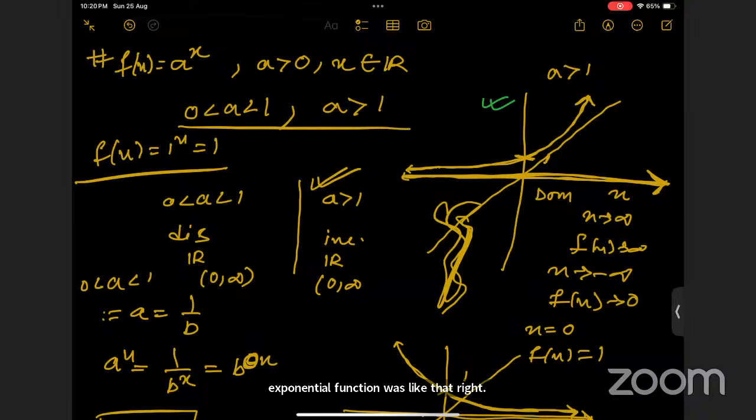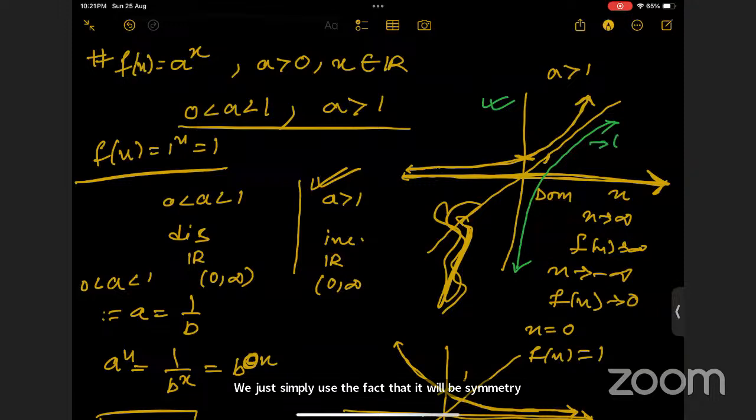Correct? Yes, ma'am. So again, we will get something like that here, which is symmetry with respect to the line. And because it is an inverse, we need not check by putting in points. We simply use the fact that it will be symmetric with respect to the line x equals y, and we can simply draw the graph. Okay.